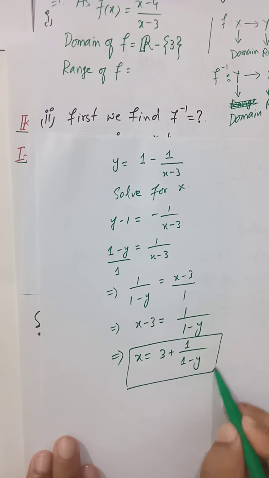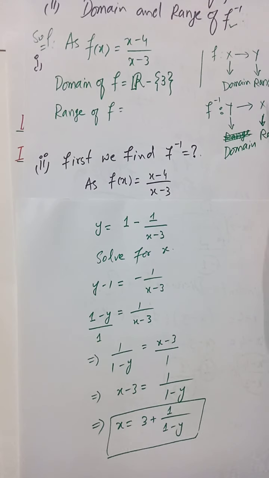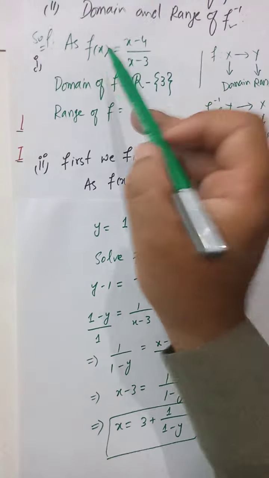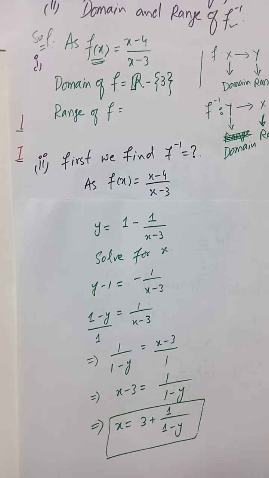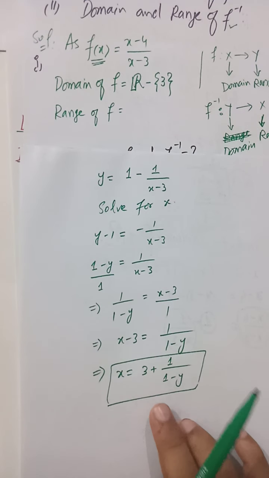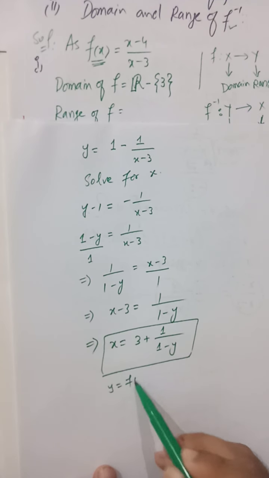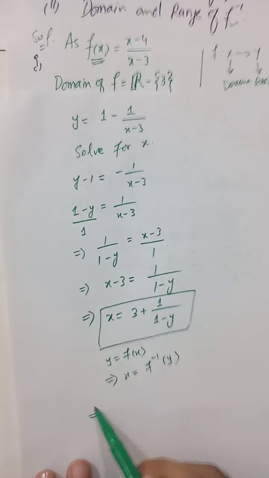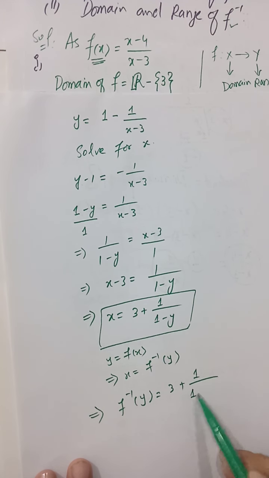So you solve the given function for x. So you see that from this calculation, y is your range. You clearly see that y is your range because this is equal to y. So y is your range. So if you need to calculate a range, you will use this. So now this function is defined for all. You know that y is equal to f of x. So this implies that x is equal to f inverse of y. So this implies that f inverse of y is equal to 3 plus 1 divided by 1 minus y.